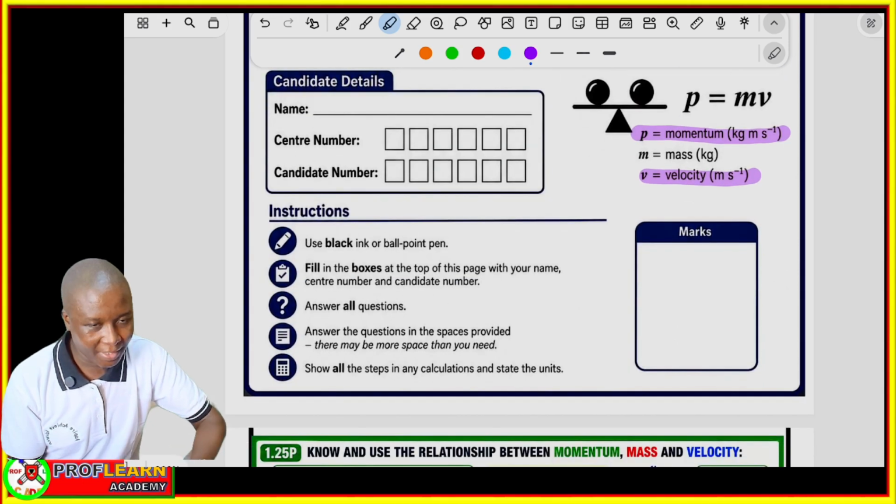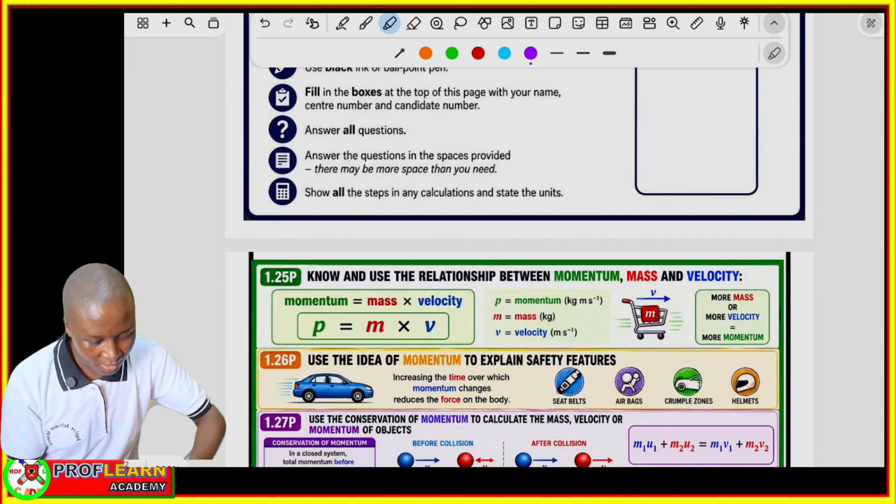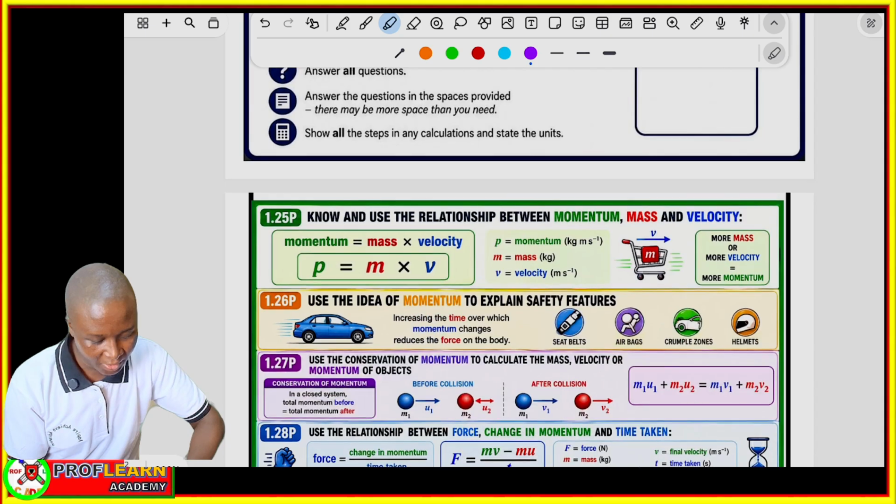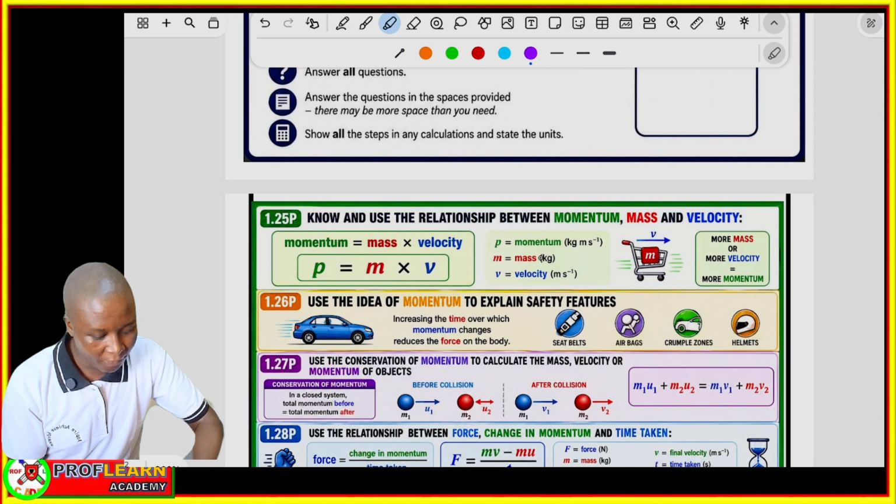A key thing that you have to remember is the formula for momentum, which is well illustrated here. And you have to remember that mass has to be in kilograms. Also, velocity has to be in meters per second, so that whenever the question comes, you can answer that question with lots of ease.